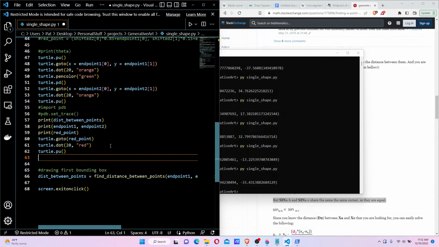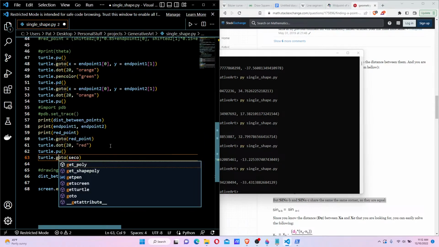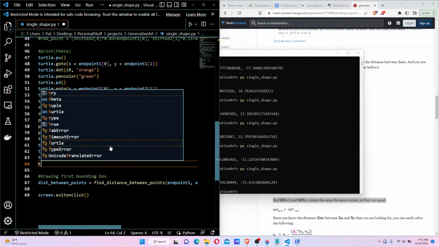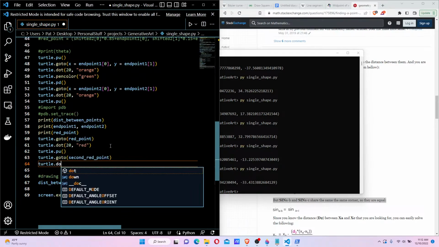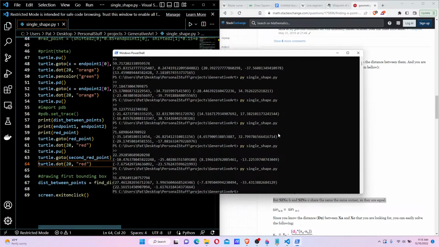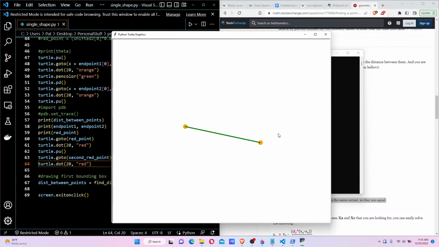Okay, so then turtle. Now pick up the turtle. Now turtle dot go to second red point, and then make another dot with the same features. Okay. Now run it again. Does it get both red points? Oh yeah.